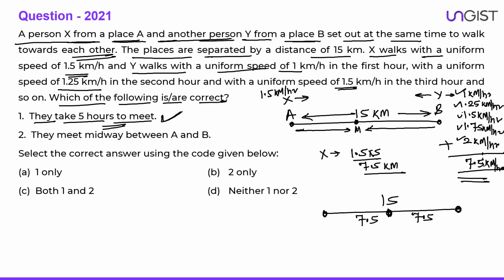Right. Now second statement. They meet midway between A and B. Yeah, obviously they are meeting exactly at the midpoint. They are meeting at exactly the midpoint between A and B. Fine, because this 7.5 is what? 7.5 is 15 by 2. Right. So they are meeting exactly at the midpoint of A and B. So this is also correct.